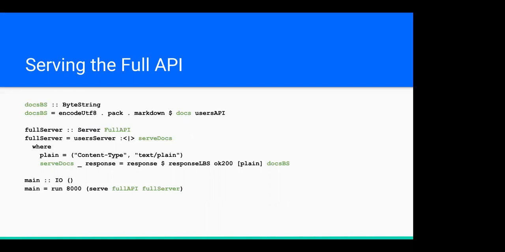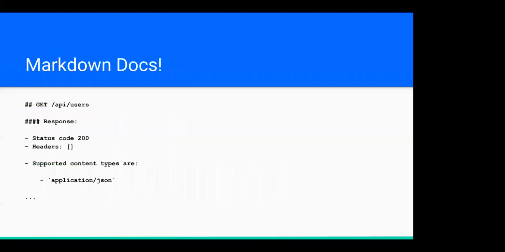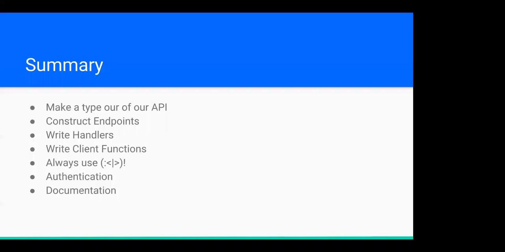And so now anytime a user accesses an endpoint that is not present in our users API, they'll see our documentation so that they'll know which endpoints they should actually be calling. So that's a brief sample of what Markdown documentation looks like. So yeah, that is the last section.